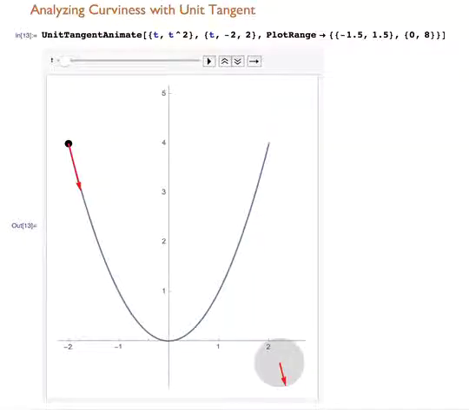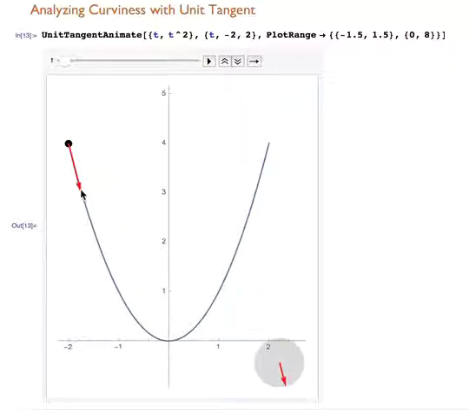Here's a quick video with some computer observations about curvature. So we have to figure out how we can tell if something is curvy or not. And I'm going to do this at first with a parabola. And so I'll have this point here, which is moving along the parabola.